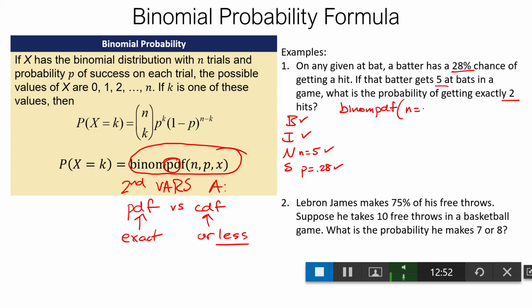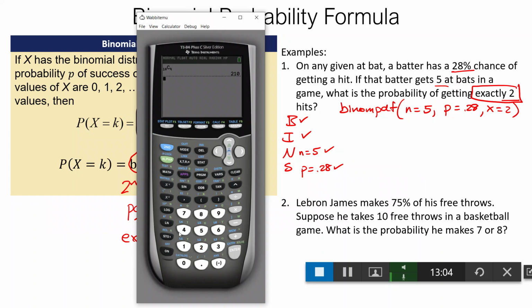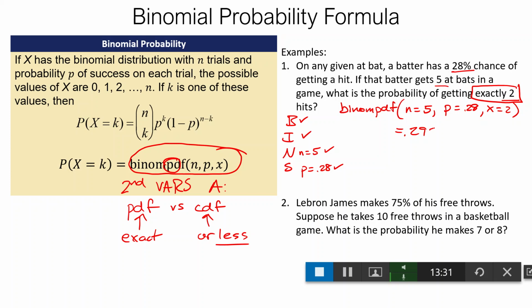Our n here is 5. Our p here is 0.28. Our x here is we're asking about exactly 2, so x equals 2. So we pull up our calculator: second, vars. It's way down there, so I usually go up instead. Binomial PDF, there it is. Trials, we had 5 trials, 5 at-bats. Probability of success of 0.28, that's a .280 hitter right there, not bad. And 2 successes. We press enter a couple times until we get our answer of 0.2926. Voila.